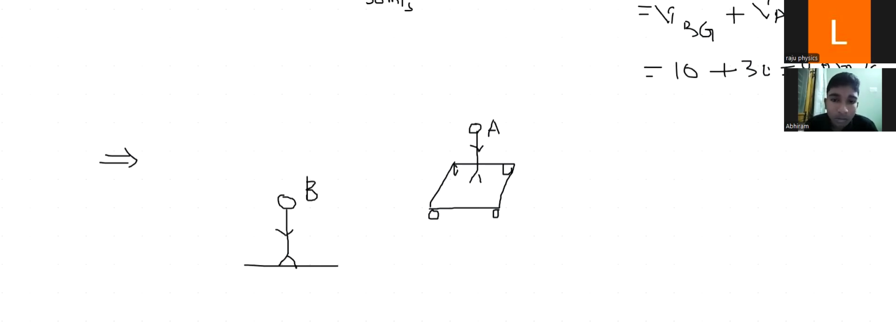Now the speed of the trolley is 10 meters per second. Next, this is the observer. Listen very carefully. What is the relative velocity of A with respect to B?